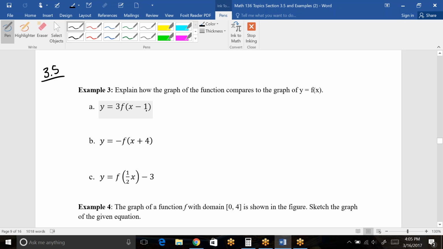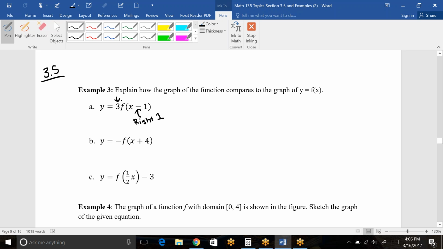So notice that in this one, there's 2 transformations. I'm going to outline them here, and then we're going to write them in the correct order that they would be performed. This has got something happening inside this function. When it happens inside, it affects x. If it's a plus or minus, remember it's something to do with either right or left. We always do opposite to what we see. So this would be right 1.